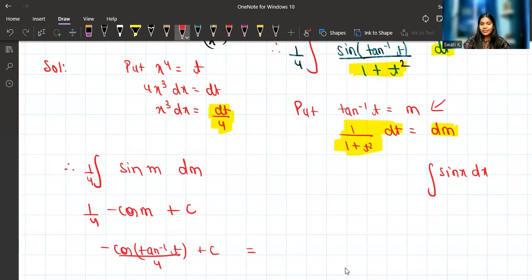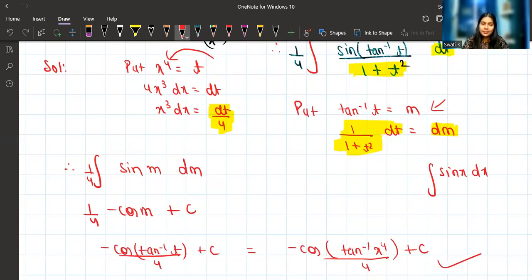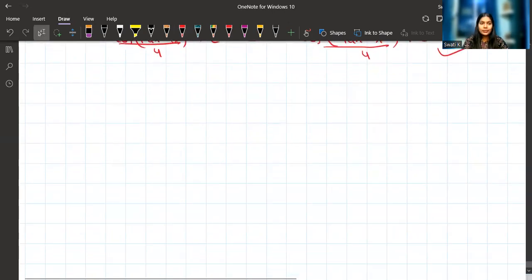But this is not the end. We have to put the value of t as well. So this will become minus cos tan inverse t we have taken as x raised to 4, as you can see here, which is, I'm writing over here, tan inverse x raised to 4 upon 4 plus c, and this is your final answer. So if you want, you can also write down as minus 1 upon 4 cos tan inverse x raised to 4 plus c. Okay, so we are done with the 37th question. Now it's time to go to the 38th question.